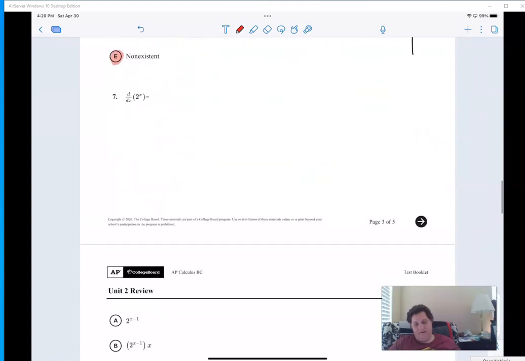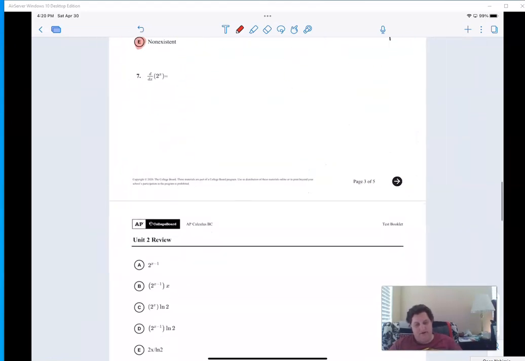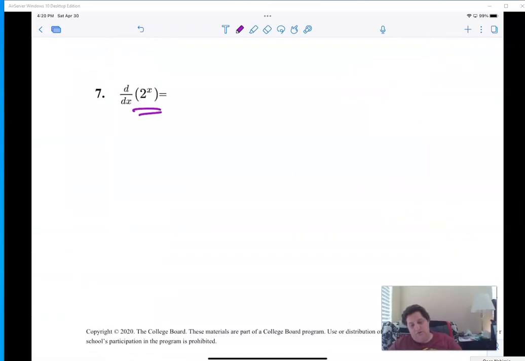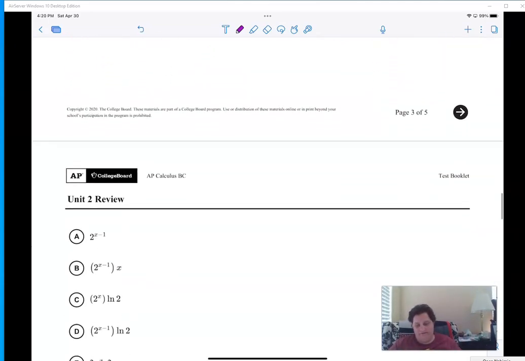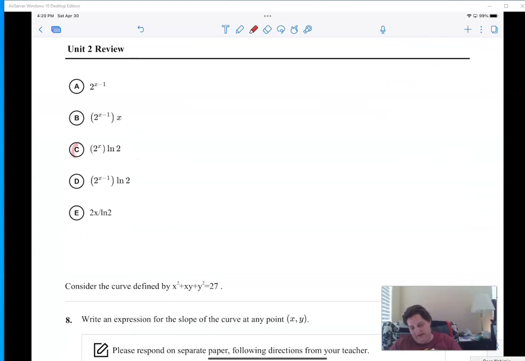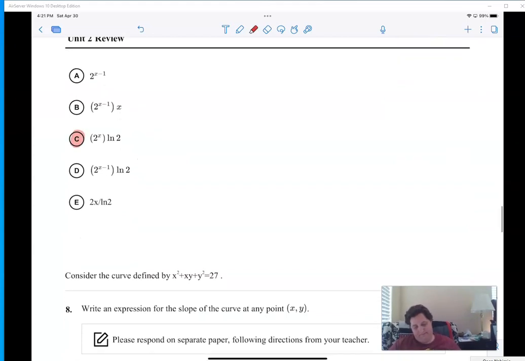Okay. Number 7, pretty straightforward one. Actually, it's just checking to make sure you know this derivative. Now you guys remember that the derivative of e to the x is e to the x. The derivative of a to the x is a to the x times the ln of a. So 2 to the x is going to be 2 to the x ln 2. That's just making sure you studied and you know your derivatives, okay? So 2 to the x ln 2, that's good.